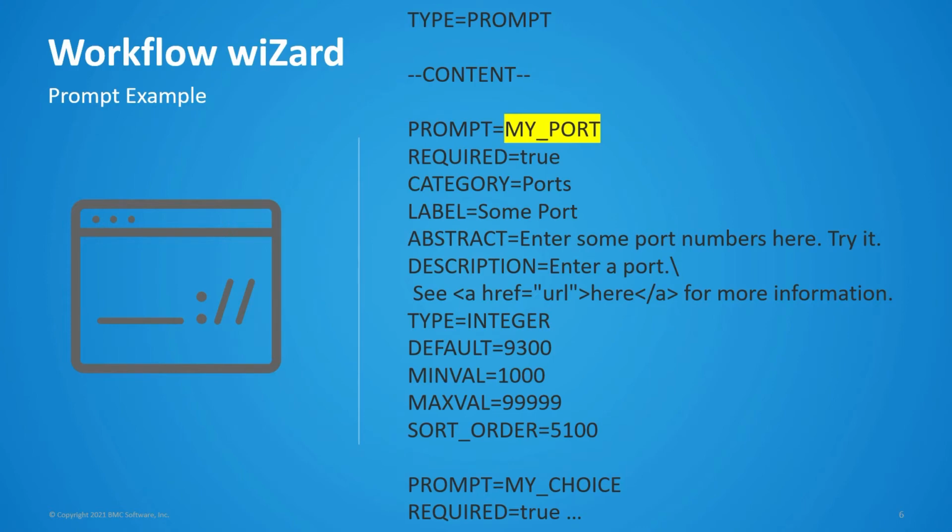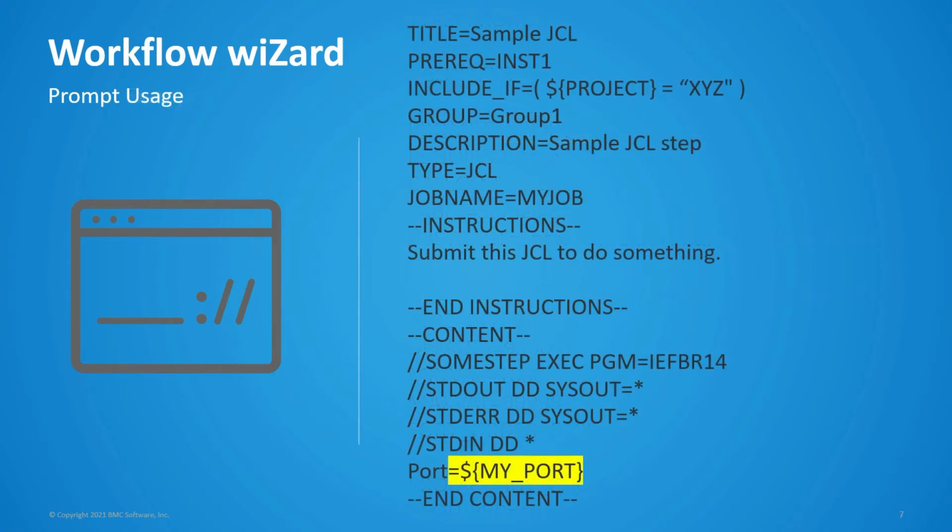So recall the JCL sample. It referenced my port. Because of this, the workflow generator knows that the workflow user needs to be prompted for the value, and so it sets up a prompt. We'll see that when we show this example in the workflow.